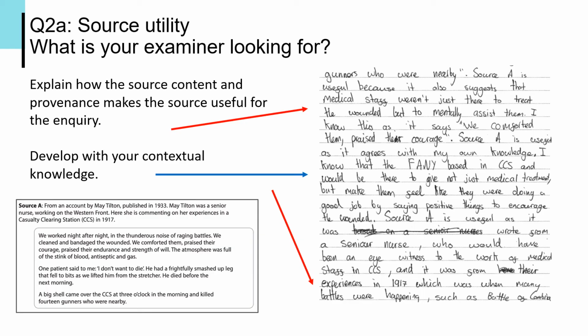So what is your examiner looking for in your answer to the source utility question? Here we have a paragraph that explains how source A is useful for the inquiry of the work of medical staff in a casualty clearing station. Read this answer carefully. You will see that the candidate has explained how the source is useful using the content and the provenance. And they've developed their answer with their own contextual knowledge.